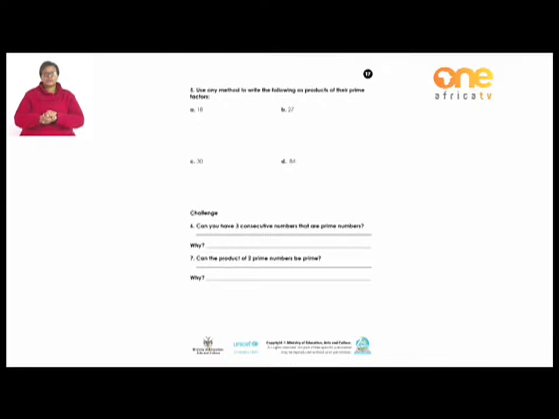There is also a challenge here, which is number 6, for you to try. Can you have 3 consecutive numbers that are prime numbers? Just a question, yes or no, and there is also space for reasoning why. And then number 7, can a product of 2 prime numbers be prime? You can say yes or no and also give the reason why.